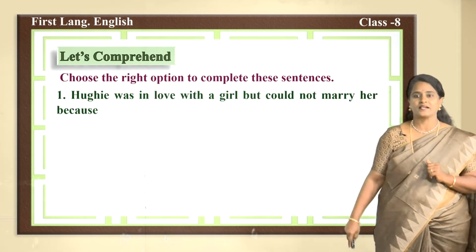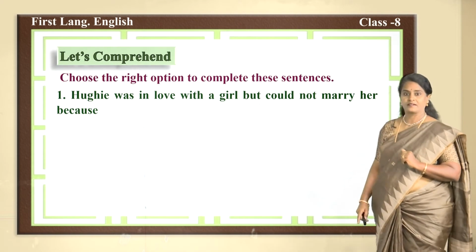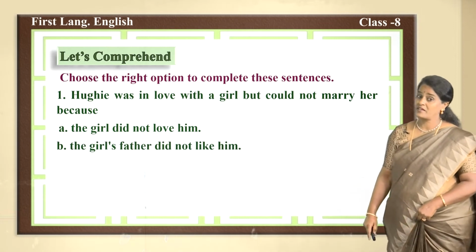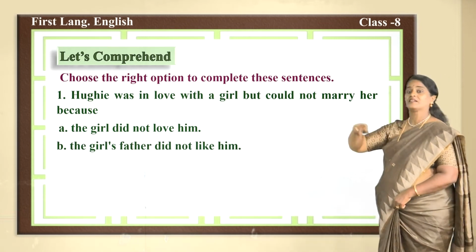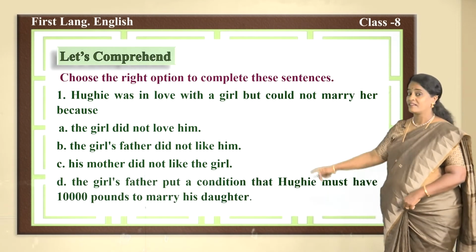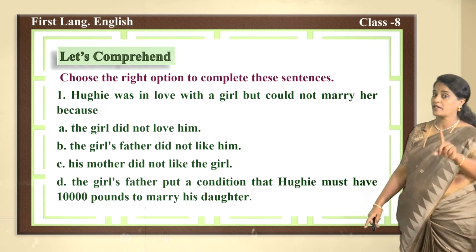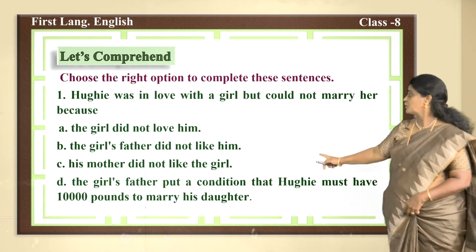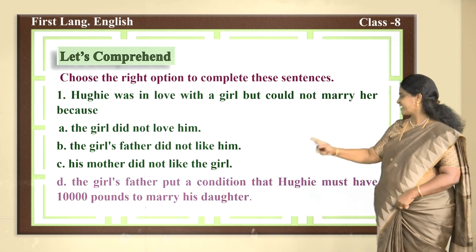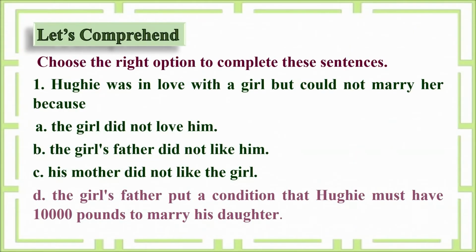Hughie was in love with a girl but could not marry her. Why? Here are the choices. The girl did not love him. The girl's father did not like him. His mother did not like the girl. The girl's father put a condition. What is the condition? That Hughie must have £10,000 to marry his daughter. Correct. The last option is correct. The girl's father put a condition that Hughie must have £10,000 if he has to marry his daughter Laura.